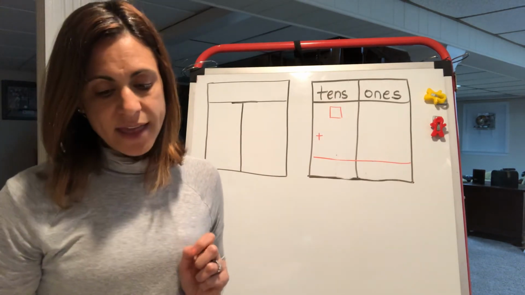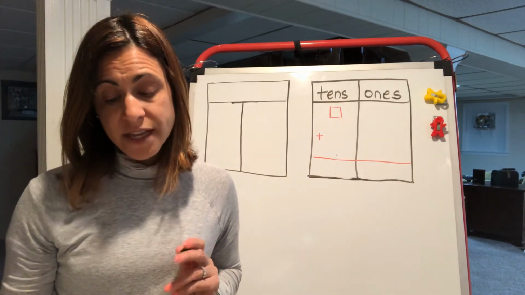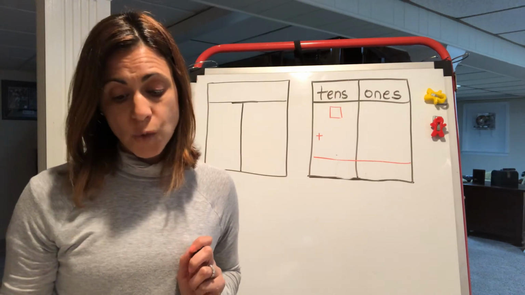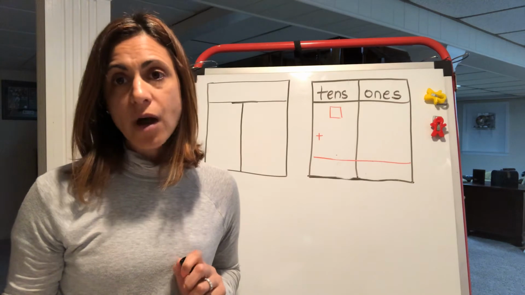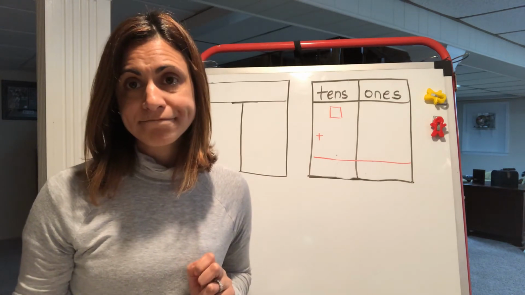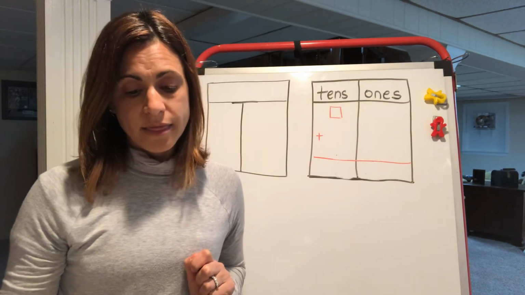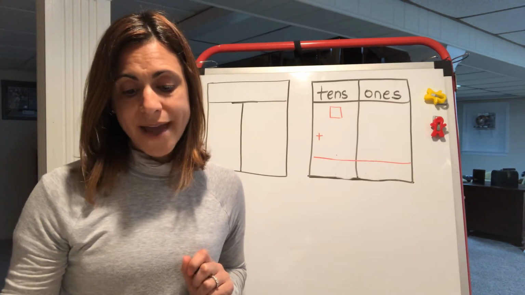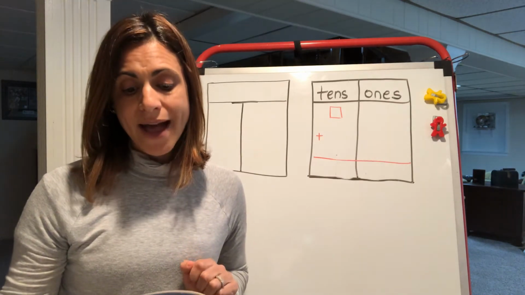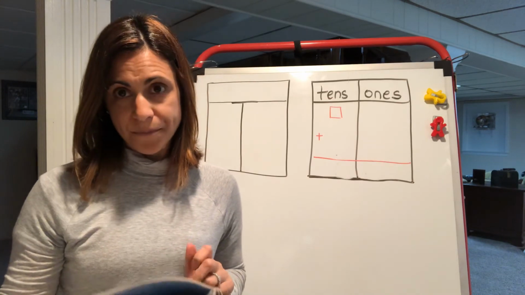Last problem. There are 21 apples in the bowl. George buys 10 more apples. How many apples are there in all? There are 21 apples in the bowl. George buys 10 more apples. How many apples are there in all?